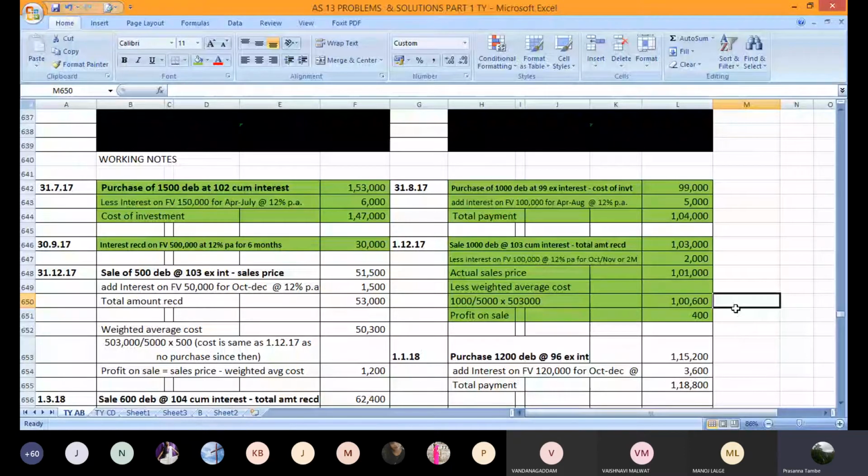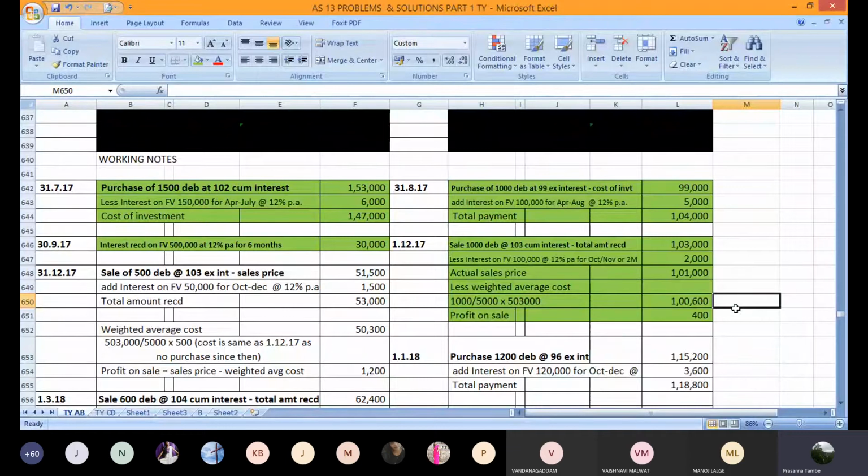So let us do the accounting now. If you have completed the working note, we'll be passing two entries in the process. First will be the entry for recording the sale, and the second entry will be for recording the transfer of profit. The first entry will be bank account debit, total amount received, which is 1,03,000, to interest account 2,000, to investment account 1,01,000. I repeat the entry.